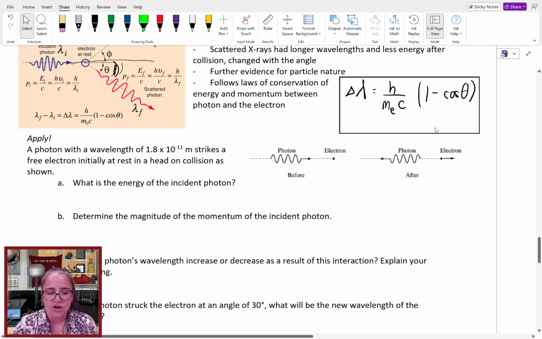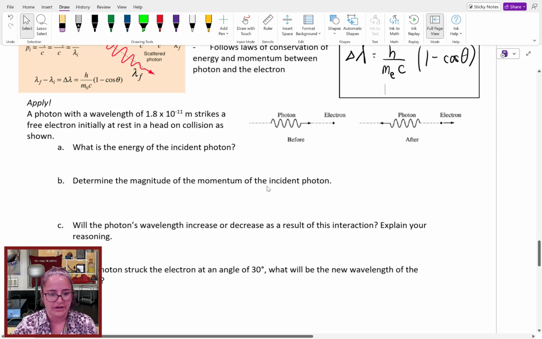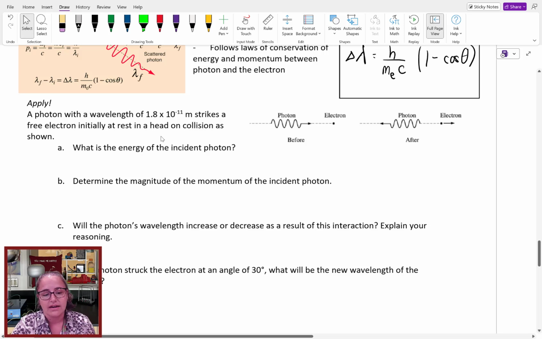So let's go ahead and look at an example here. A photon with a wavelength of 1.8 times 10 to the negative 11 meters strikes a free electron initially at rest in a head-on collision as shown. What is the energy of the incident photon?